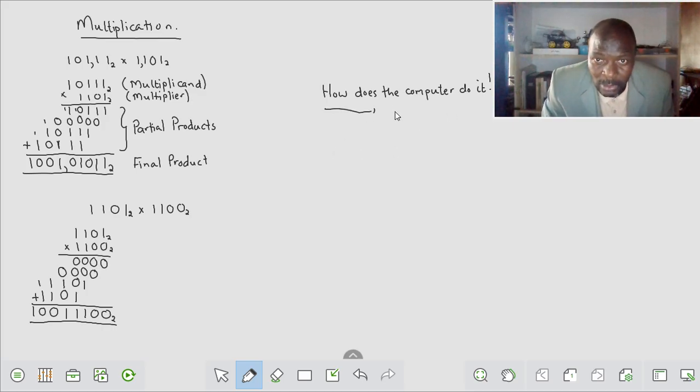Right. So the computer is given two numbers. We say we are multiplying: our initial number is 1 1 0 1 in binary. The second one is 1 1 0 0.